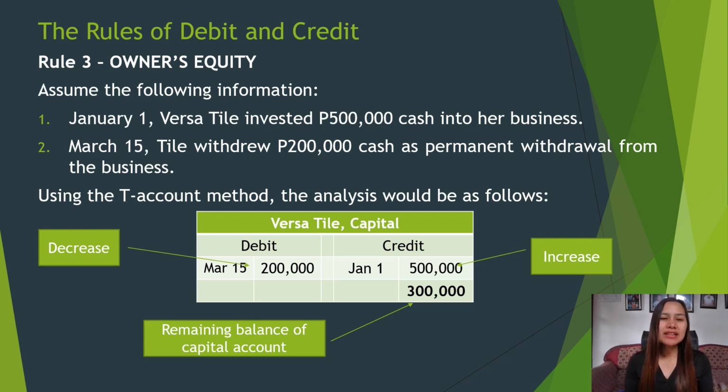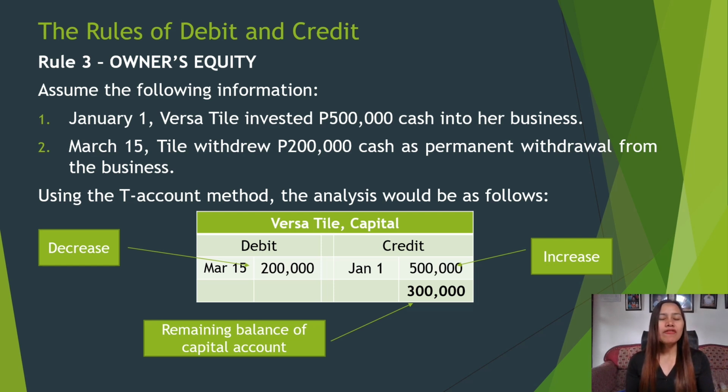And then on March 15, the owner withdrew 200,000 cash as permanent withdrawal from the business. Okay, what will happen? Because of that transaction, because of that permanent withdrawal or drawings of the owner, the capital account will probably decrease. So that means to say, as an accountant, you have to decrease the capital amount or the outstanding balance in the capital account of Versatile. So, debit 200,000 cash on March 15.